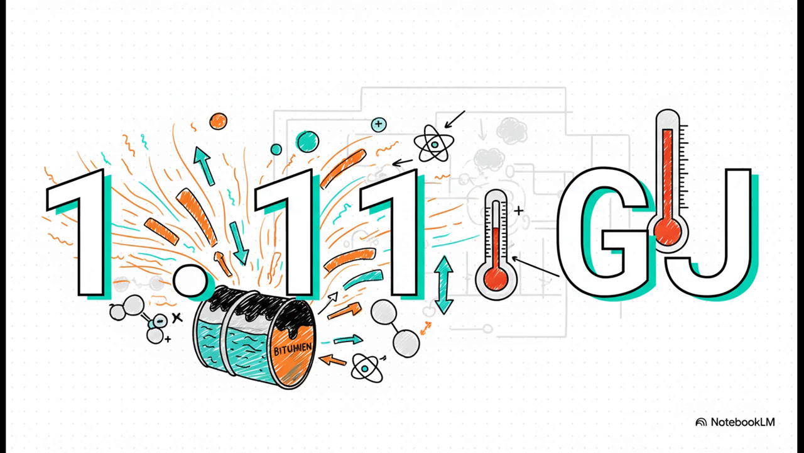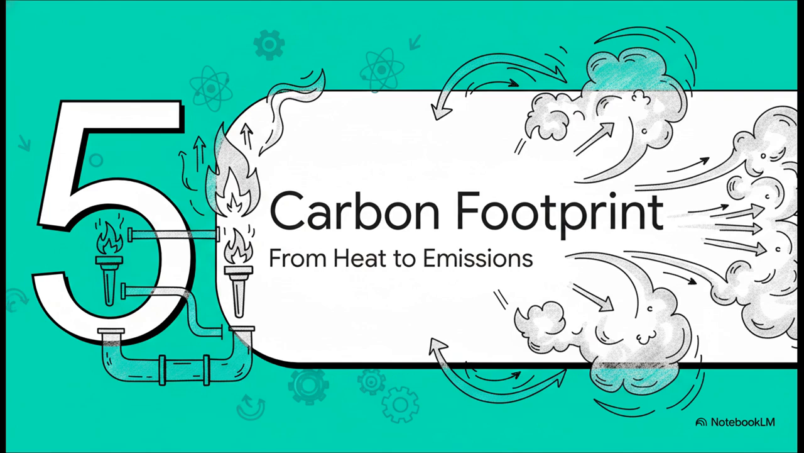This is the minimum amount of raw heat energy that has to be delivered to the water to produce just 1 barrel of bitumen. This isn't a guideline or an estimate. This is a baseline dictated by the laws of thermodynamics. So we need 1.11 gigajoules of heat. But where does that heat come from? Well, it has to be generated. And in the oil sands, that almost always means burning natural gas.